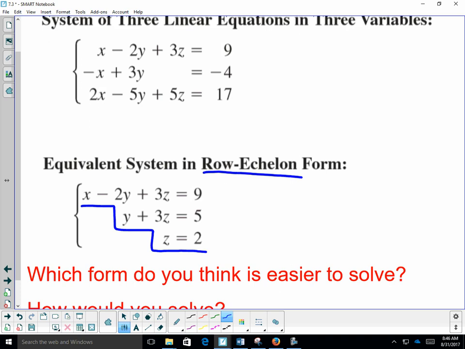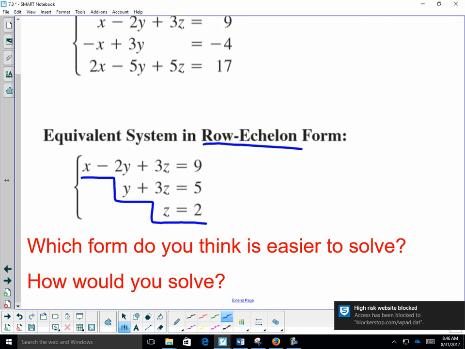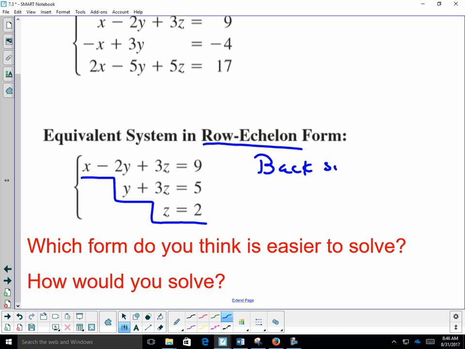And what makes this easier is I'm asking which one do you think is easier to solve? Well, it should make sense to you that the second one is easier to solve because I already have one variable solved for me. So in order to solve this, I'm going to use what's called back substitution. And what that means is I take z is equal to 2, and I'm going to back that up into the equation before that and substitute that 2 in for the z. So I'm going to have y plus 3 times 2 is equal to 5, and I'm going to get y is equal to negative 1.